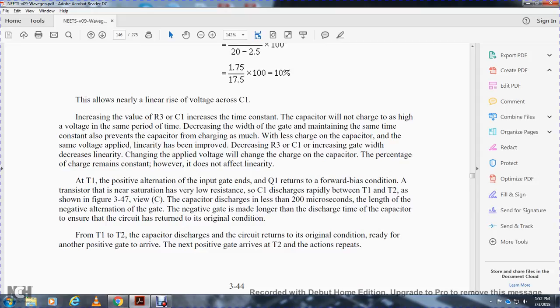Decreasing resistor R3 or capacitor C1, or increasing the gate width, decreases linearity. Changing the applied voltage will change the charge of the capacitor. The percent of charge remains constant, however, that does not affect the linearity.